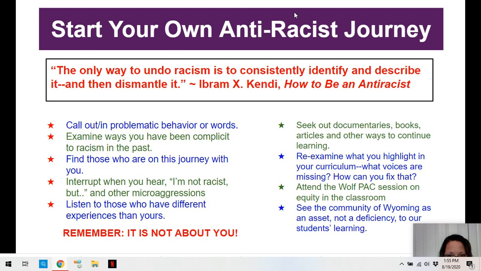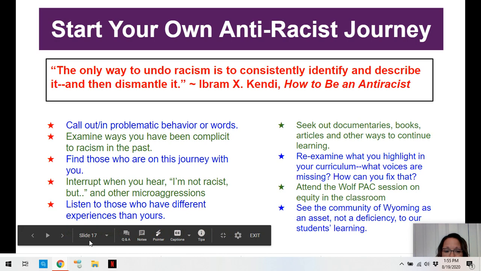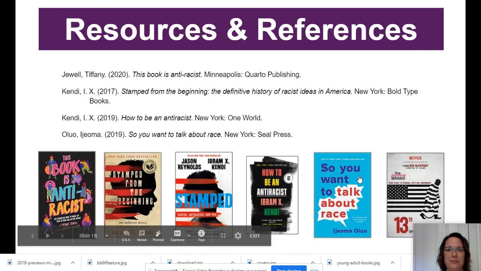So these are some things that you can do to start your own anti-racist journey right this minute. The big thing, I've mentioned many of these things as we went along. I will give a little plug for the Wolfpack session that Chelsea Diaz and I will be having on Friday, where we talk about equity in the classroom a little bit more specifically. But a lot of these things are things that I've already talked about. The big thing is to remember it is not about you. It is about our students and their families.